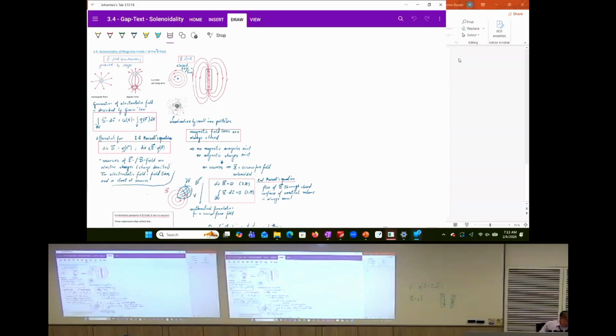And we also know, as we have just seen in the previous chapter this morning in 3.4, that the divergence of B is 0.